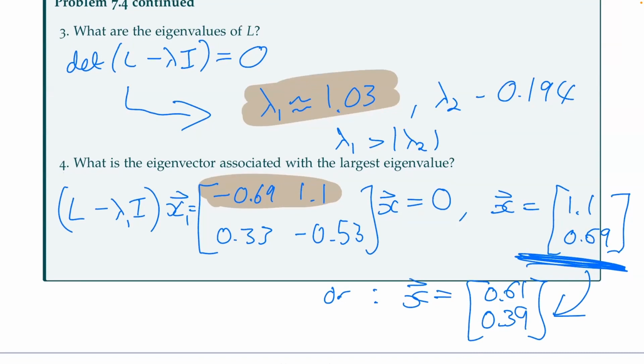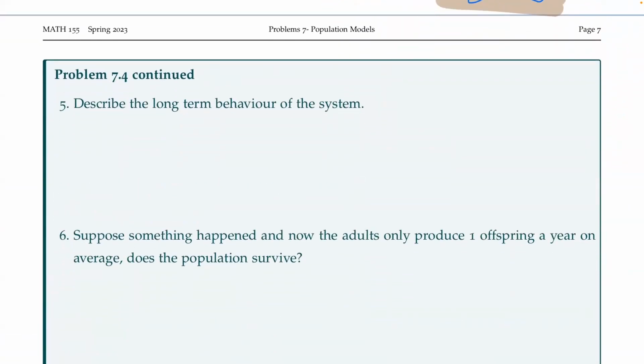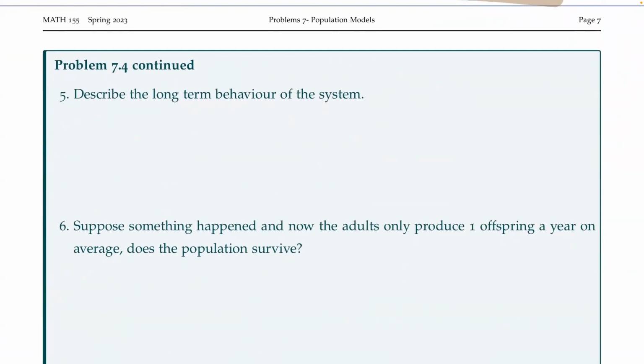So why have I done all of this? Okay, so I've got a dominant eigenvalue, lambda 1, which is greater than 1. I've got an associated eigenvector. What does this tell me? So if I want to know the long-term behavior of the system, I need to think about what's going on with my dominant eigenvalue and the eigenvector, okay?